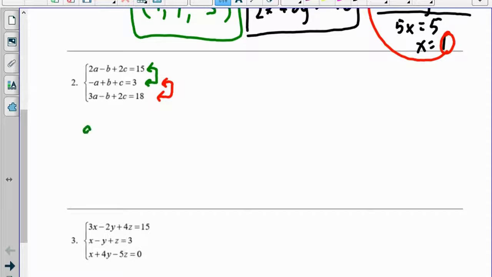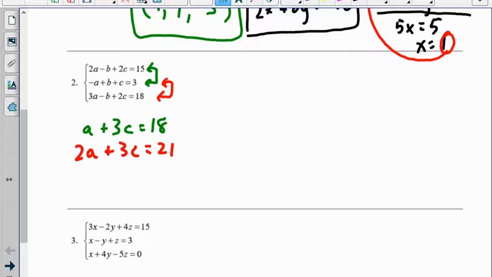2a plus negative a gives me a. The b's go away. And 2c plus c equals 3c. And that equals 18, because 15 plus 3 is 18. Now I'm going to take a look at the red pair. In the red pair, if I add those straight down, I get 2a, the b's cancel, plus 3c equals 21. Now I have a 2x2 system.